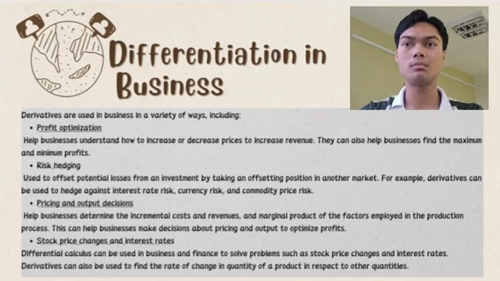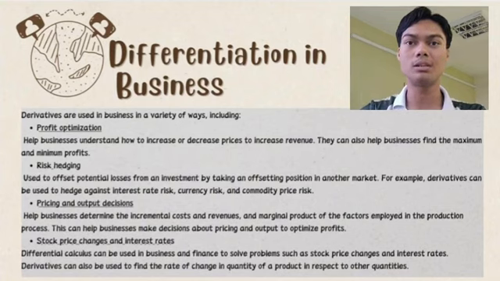The third one is pricing and output decisions. It can help businesses to determine the incremental costs and revenues and marginal product of the factors employed in the production process. This can help businesses make decisions about pricing and output to optimize profits. The fourth one is stock price changes and interest rates. Differential calculus can be used in business and finance to solve problems such as stock price changes and interest rates.